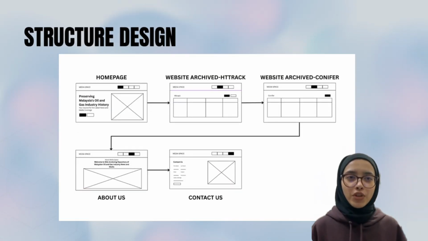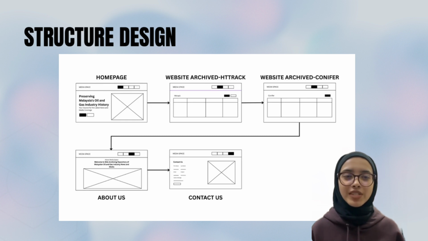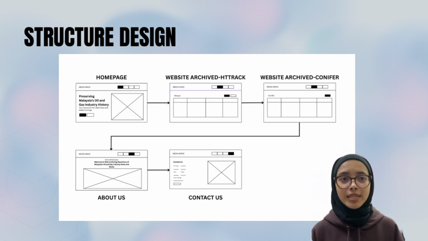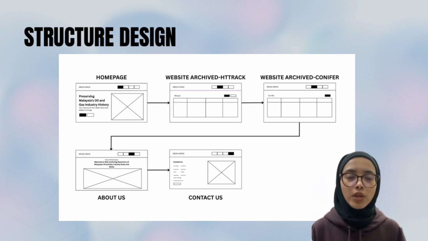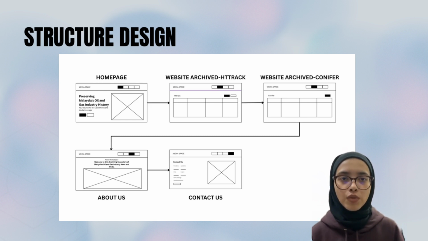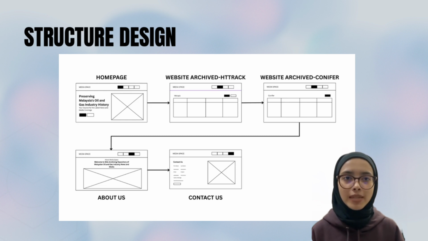Next is the web structure. MediaSpace uses a simple hierarchical structure. The homepage is the main entry point and the other pages are accessed through the navigation bar. The most important section is the Web Archive, which is divided into two tools, Heritrix and Conifer. Heritrix is used for static websites, while Conifer is used for dynamic and interactive websites. In conclusion, MediaSpace is designed with clear navigation and an organized structure to make web preservation easy to access and understand.